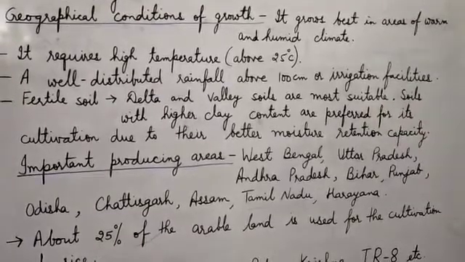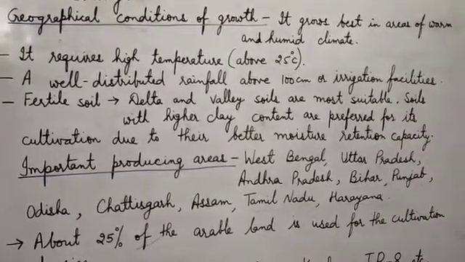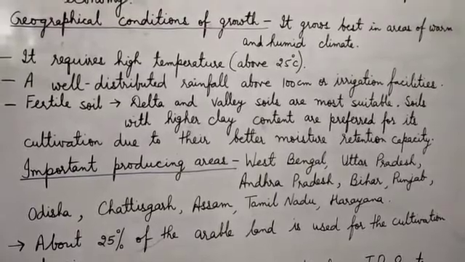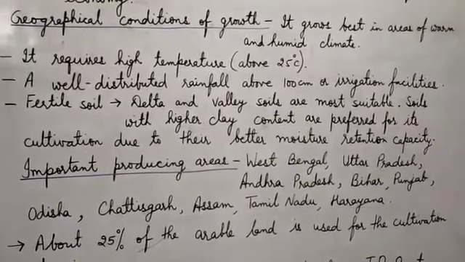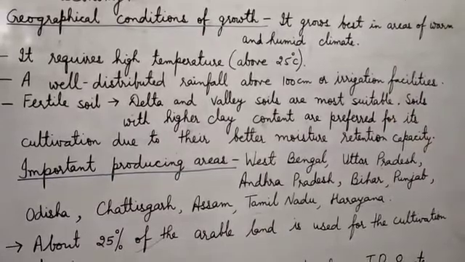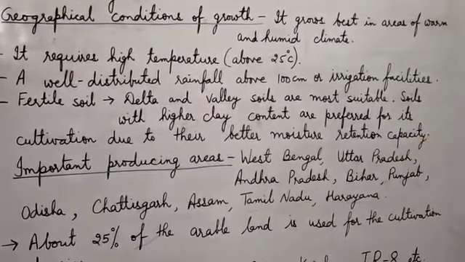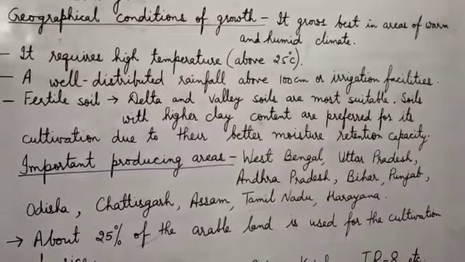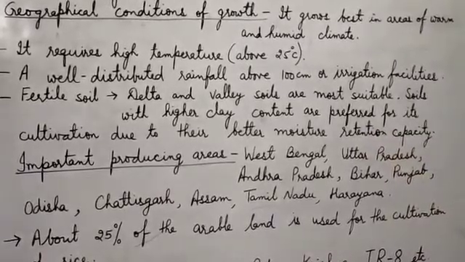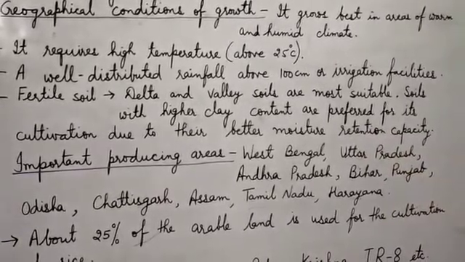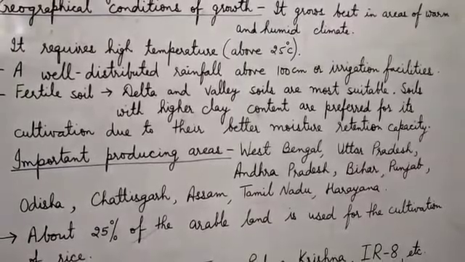Now which kind of soil is good for the growth of rice? Of course it is a fertile soil. So the deltaic alluvial soil, or the soil found in the river valleys, is the most suitable. The soils with higher clay content are preferred for its cultivation due to their better moisture retention capacity. So soil which can hold water for a longer time, which can retain moisture for a longer time, is clay soil, alluvial soil. That soil is good for the cultivation of rice, as rice requires a large amount of water.